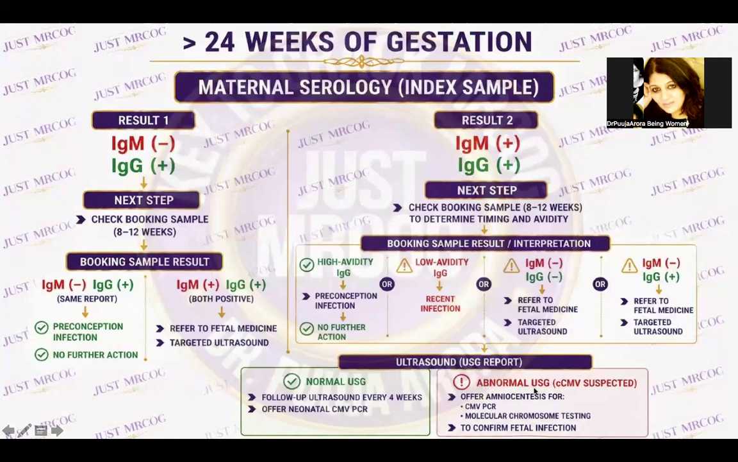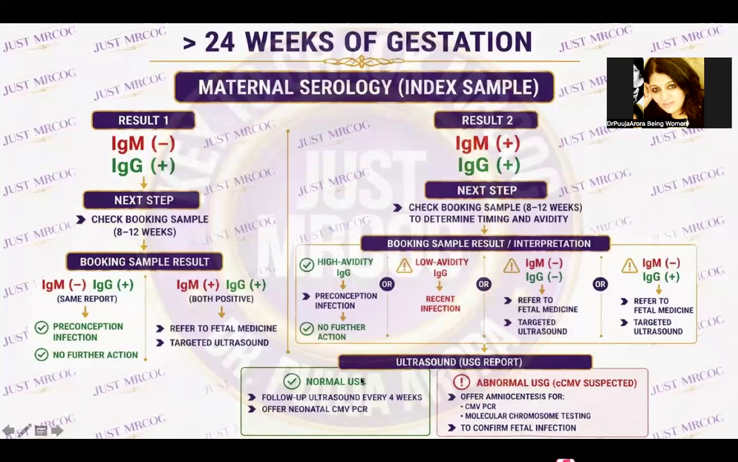God forbid, if there is an abnormal ultrasound, it means congenital CMV is suspected. So here what we have discussed first, in both cases, whether it's less than 24 weeks or more than 24 weeks, the very first thing we do is the blood sampling, the recent one. Then we follow the booking blood test. After that, if it is less than 24 weeks, it's always amniocentesis first, followed by ultrasound. But if it is more than 24 weeks, again the blood test, index and booking, is the first step. After that, the scan is the second step, not the amniocentesis. So we are offering ultrasound.